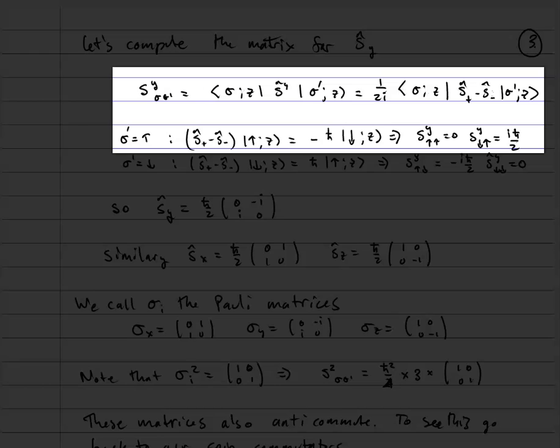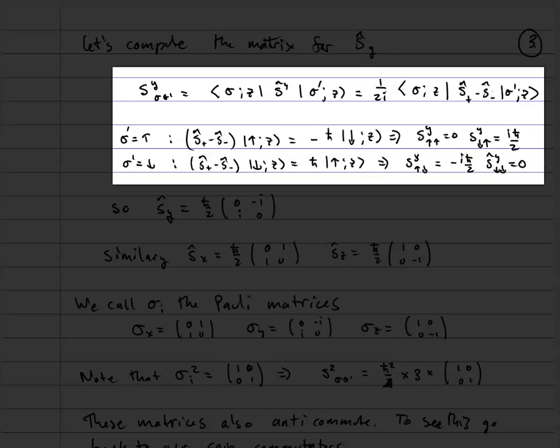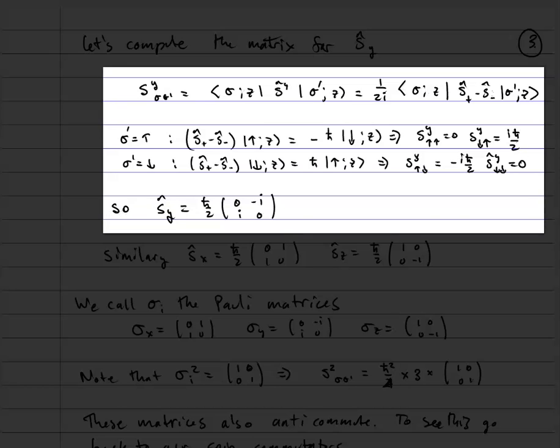Now I look at the different bras multiplying it. When I multiply it by an up bra, I get 0 because up and down are orthogonal. So the up-up element of Sy is 0. When I multiply it by a down bra, I get i h bar over 2 because I have that 1 over 2i in front. And that's the down-up element of Sy. And then similarly, you work it out for acting on the down state, and you'll get the up-down and the down-down elements of Sy. And that means that the Sy matrix is h bar over 2 times (0, minus i; i, 0).